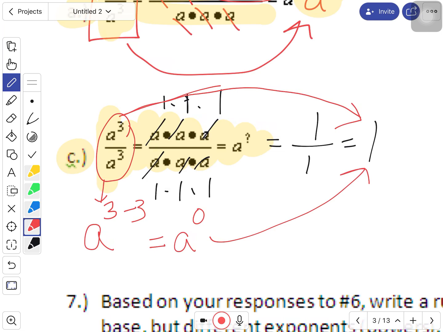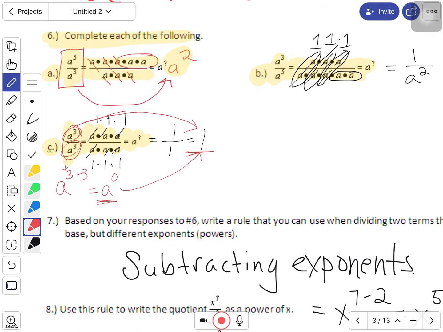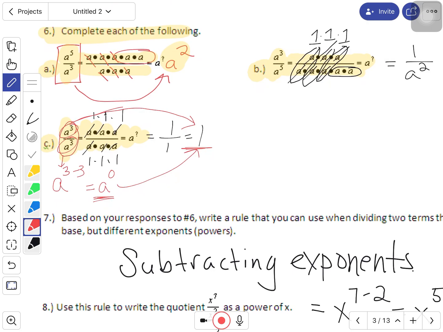It makes sense, you know. You learned early on that 7 over 7 is 1. 10 over 10 is 1. Well, a to the 3rd over a to the 3rd is also 1. So another way of looking at that is just your 0 exponent rule. It is 1 because it results in a 0 exponent. How's that? Pretty cool. All right, so with that, let's go back to our chart here and see how we're doing.